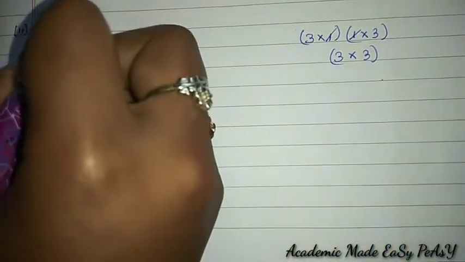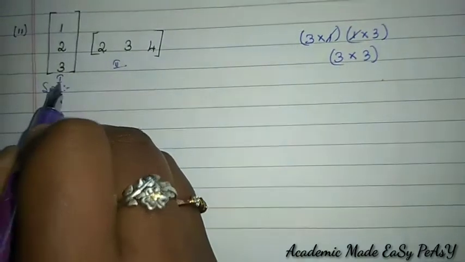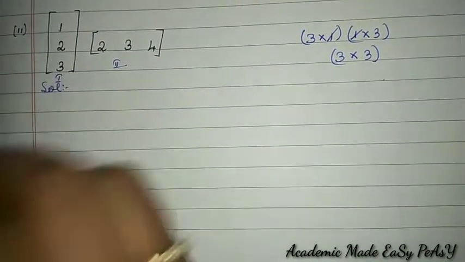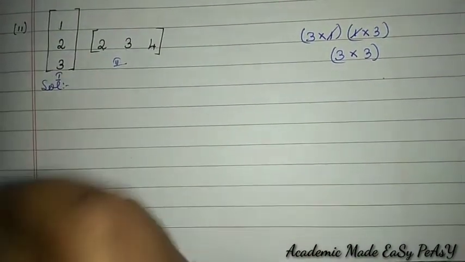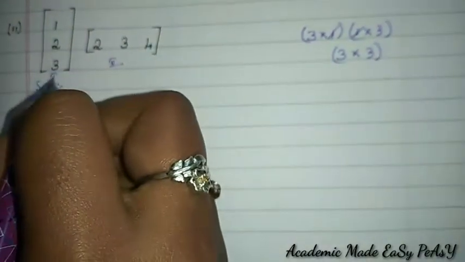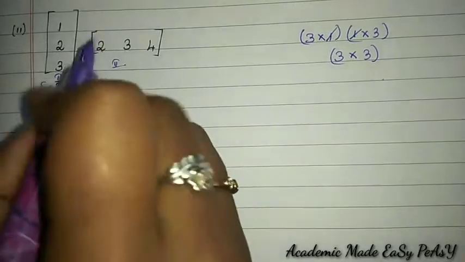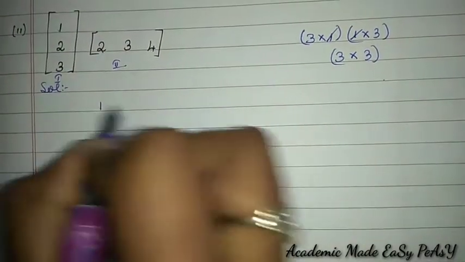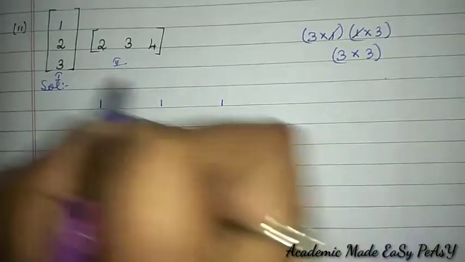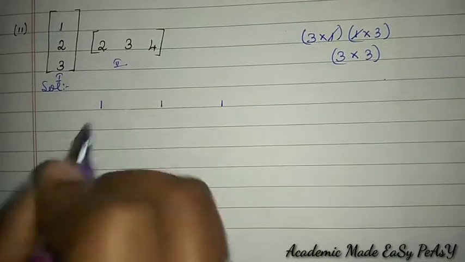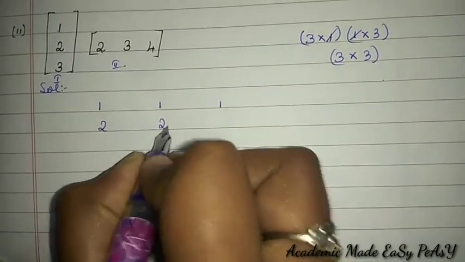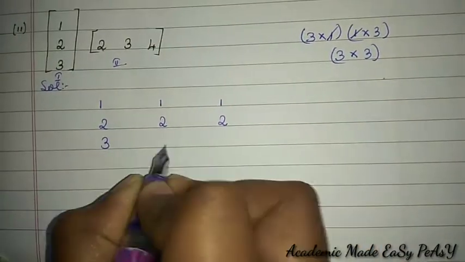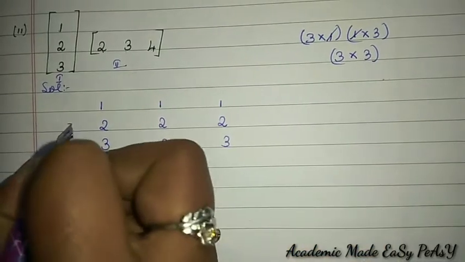Now I have to see how many rows I have in the first matrix. I have 3 rows, and in the second matrix I have to check how many columns I have. 3 columns I have. So I will write 1 1 1. Since I have only one element, I'm not adding, I'm just writing 1 1 1. So here 2 2 2, 3 3 3.